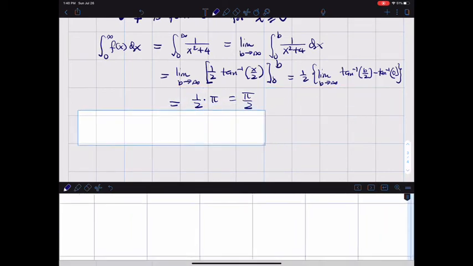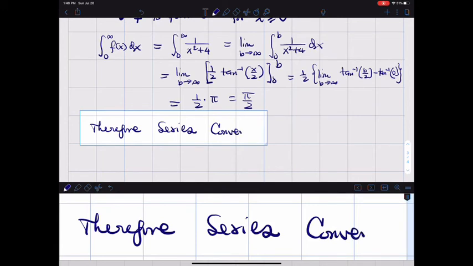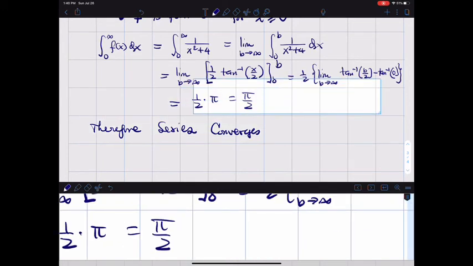So we can conclude that, therefore, the series converges, because the integral converges. Okay.